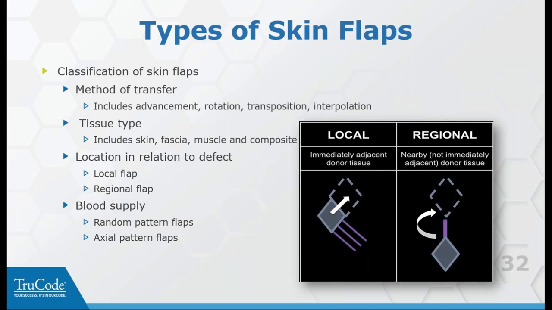In this example, a portion of the abdominal muscle is moved to the breast, but it remains connected to its vascular and nervous supply.